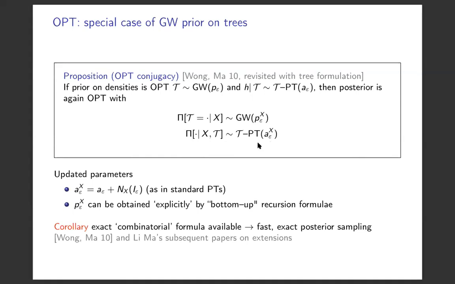That's very easy, it's just like in the usual Polya tree, but remarkably, the posterior on the trees is also again a Galton-Watson, but with parameters that now depend also on the data. It's not really a simple formula, but you can get the parameters recursively by a bottom-up recursion. And this leads to fast sampling. This has been studied in particular by Lima in subsequent papers using these fast algorithms.